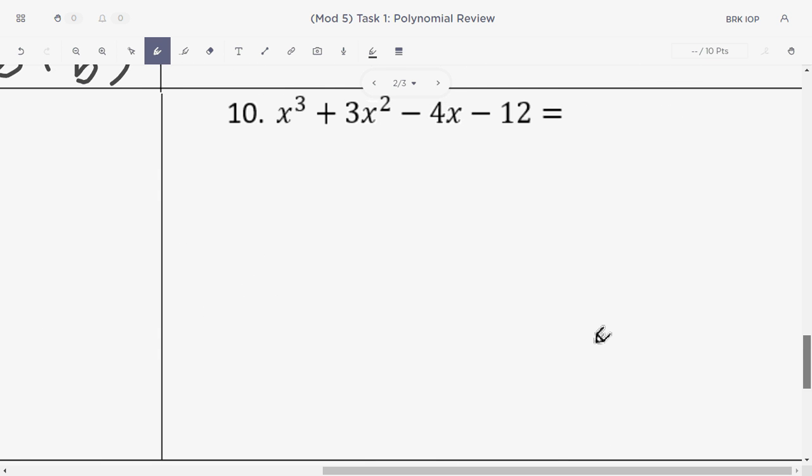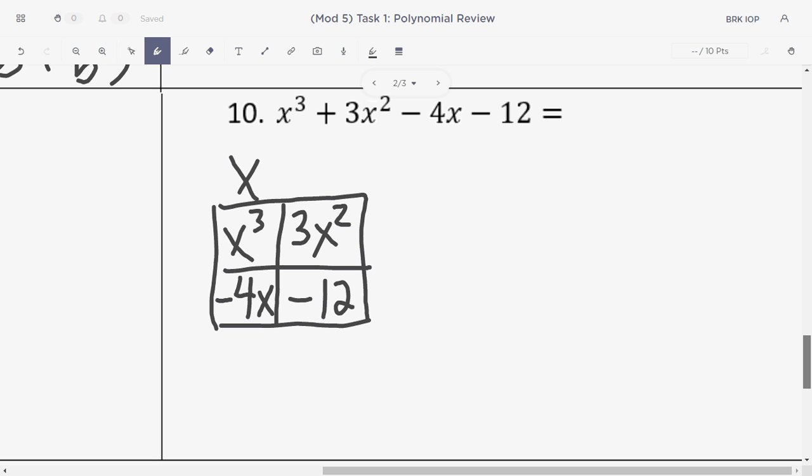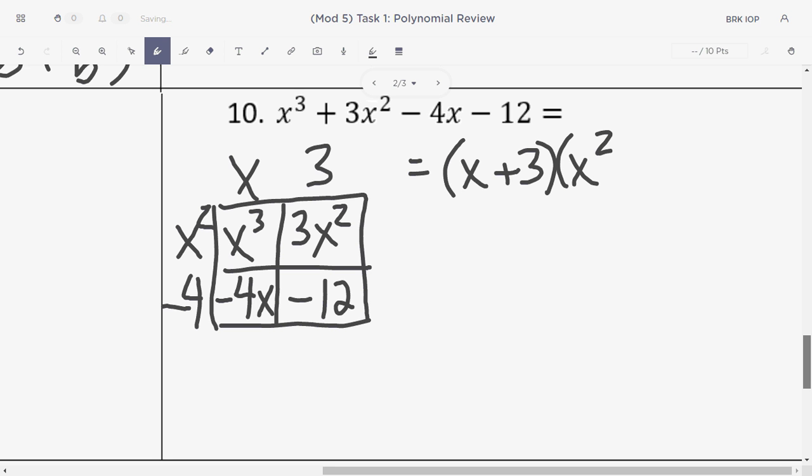And then number 10, 4 terms. So for this one, I'm going to box it. When you have 4 terms, start by boxing it. It's not always going to work. We'll talk about what happens if it doesn't work next week. Okay, pulling out the GCF. This has an x in common. This has a 3. This has an x squared. And this has a 4. And the 4x is negative, so that's negative. So this is going to factor to x plus 3 times x squared minus 4.